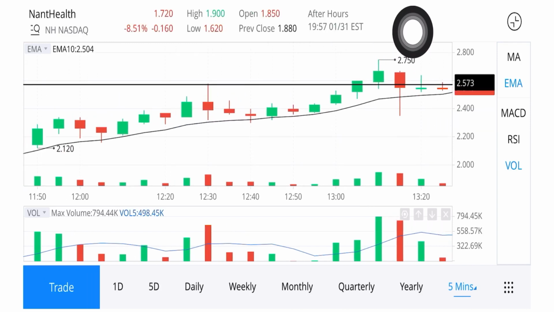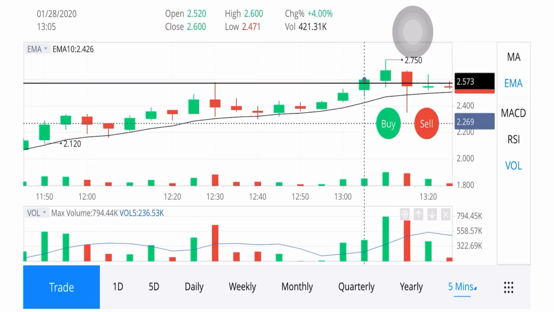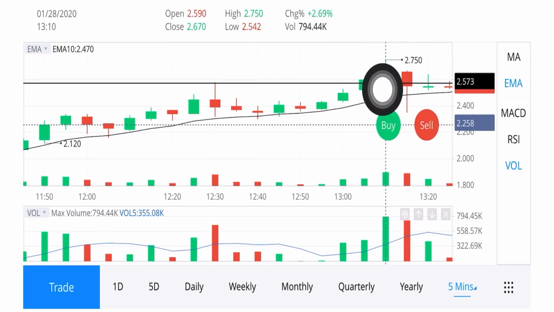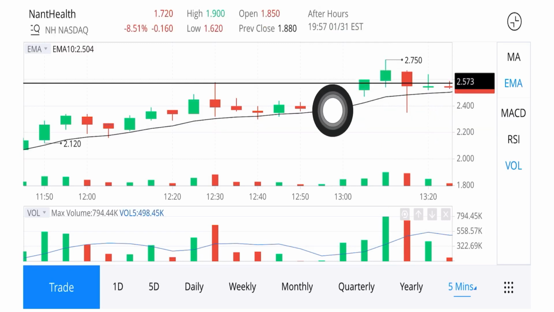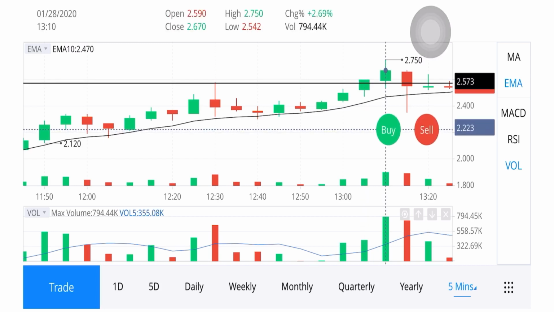So 5 minutes after we enter, we see the price goes all the way up to $2.75. So that's a 15-cent rise. That's a pretty profitable opportunity right there. That gives you an easy 2-to-1 risk-reward ratio, and that is what you want to see. That's the type of trade that you are aiming for.